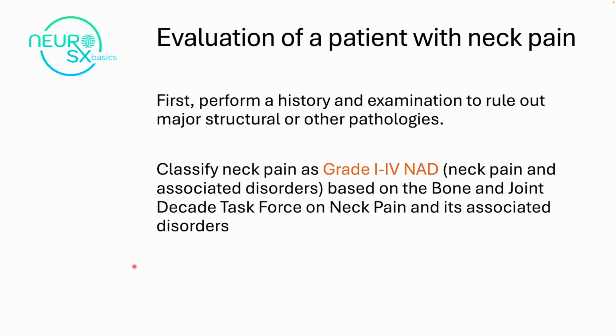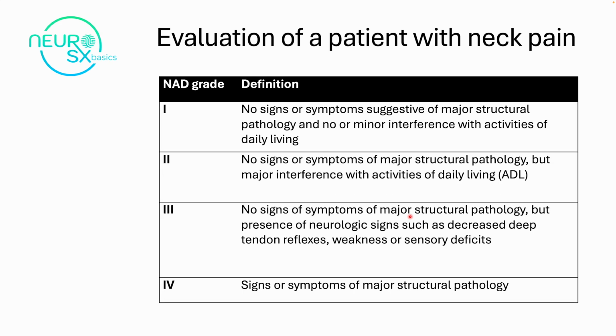Now, how do we evaluate somebody who has come to us with neck pain? So the first thing obviously is to perform a history and examination and rule out these major structural or other pathologies. After that, you can actually classify neck pain from grade 1 to grade 4 NAD, where NAD stands for neck pain and associated disorders. The term NAD and its classification has been developed by the Bone and Joint Decade Task Force on Neck Pain and its associated disorders. So what is this classification?